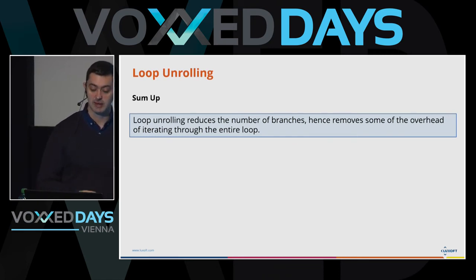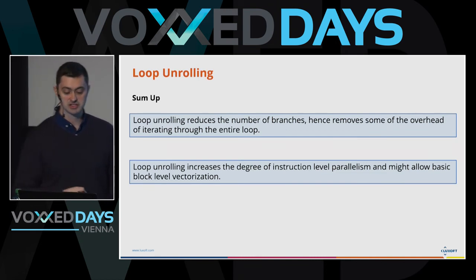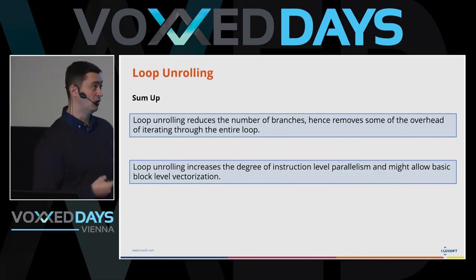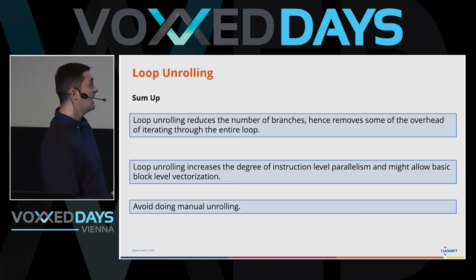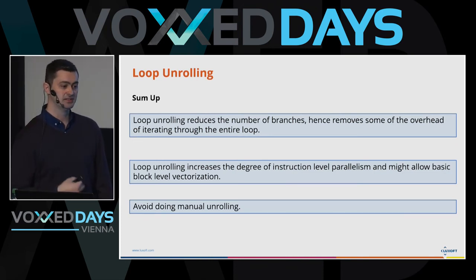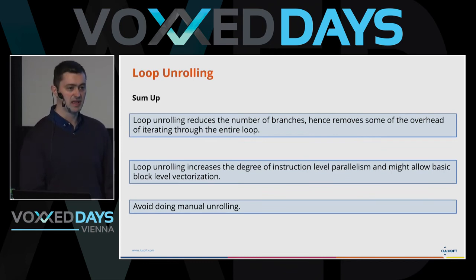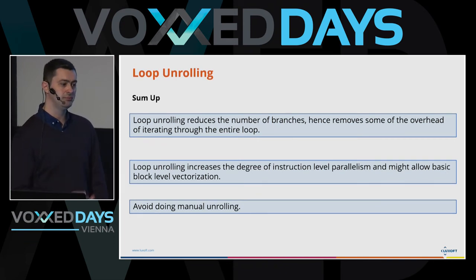Loop unrolling, just to sum up, is a good technique because it reduces the number of branches and the number of jump instructions, and also opens the door for instruction level parallelism, which might allow basic block level vectorization optimization. And as we discussed, avoid this manual loop unrolling, because the just-in-time compiler does it by itself, since it knows better than us what's in compliance with the hardware platform, your CPU, the number of cores, the number of threads, and how to do it in a better way.